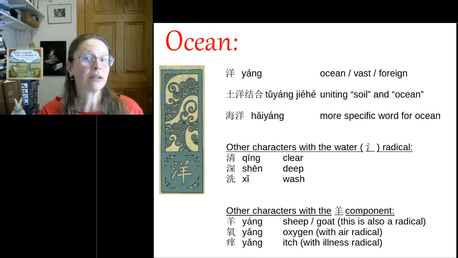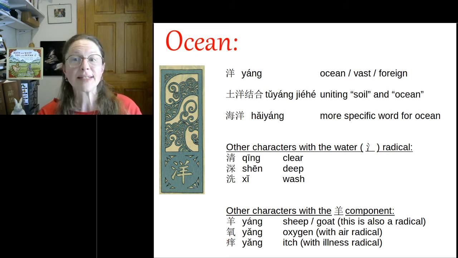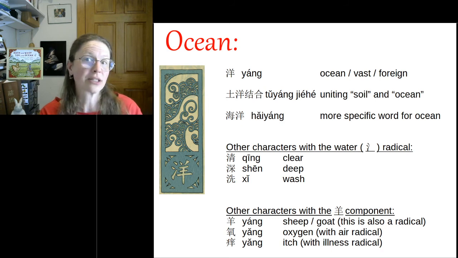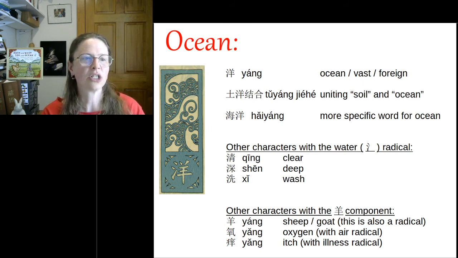Now the water radical appears in a great many characters, even more than the bug or chong radical. These characters typically have something to do with water, though sometimes the connection is somewhat indirect. And here I've shared 3 examples: qing, which is clear, shen, which is deep, and shi, which is wash. And so all of these have those 3 drops of water on the left side.